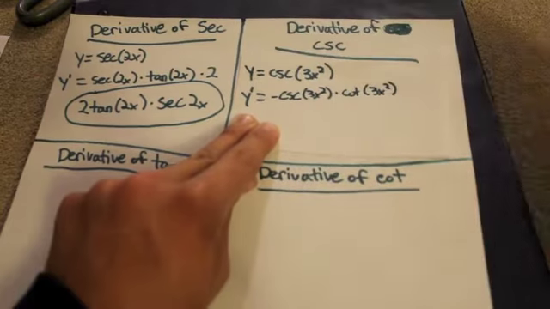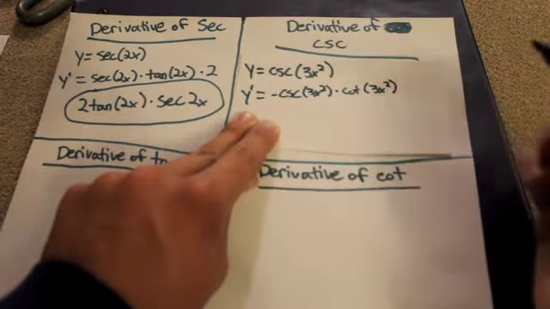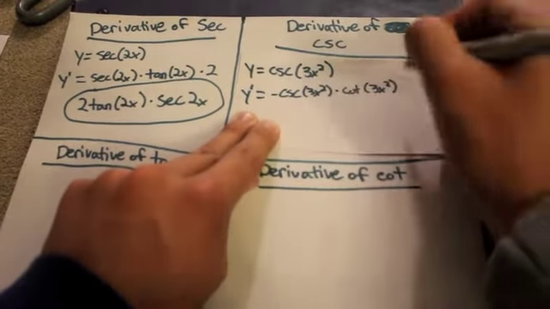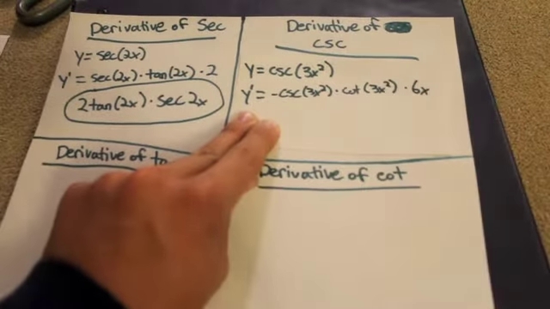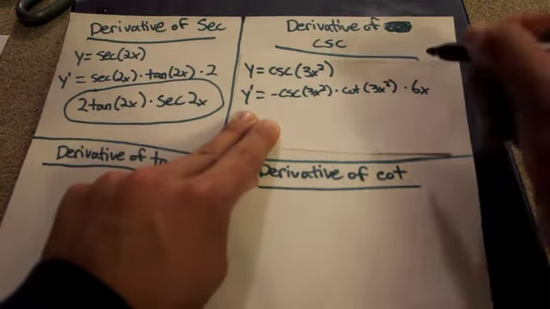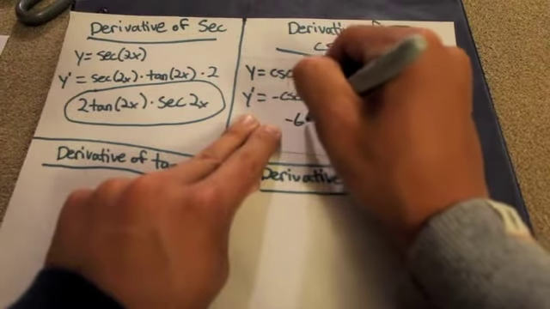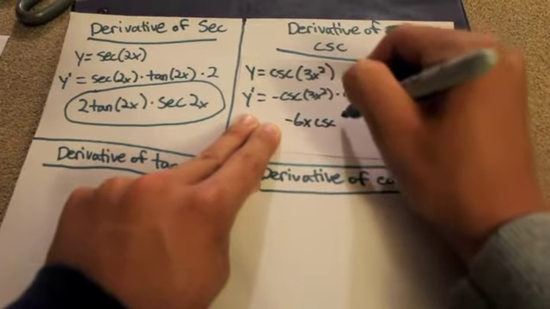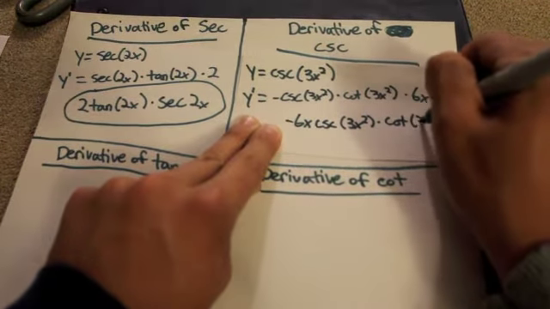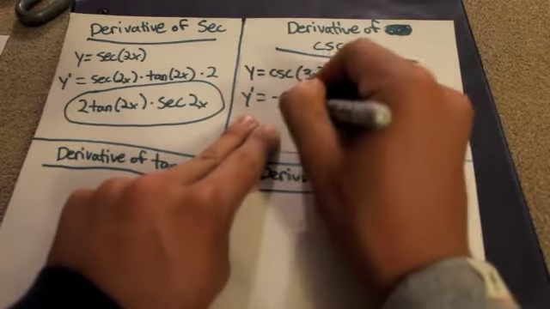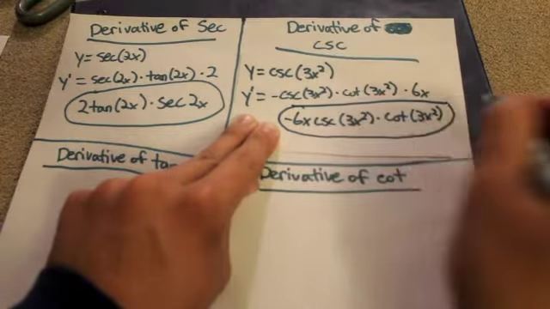Then, just like we did with the derivative of secant, we would use the power rule to find the derivative of the inside function. 2 times 3 is 6, and then times x, subtract 1 from the original exponent, 2 minus 1 is 1, so it would just be 6x. If you wanted to simplify that, it would be negative 6x cosecant 3x squared times cotangent 3x squared. And that is how you find the derivative of cosecant.